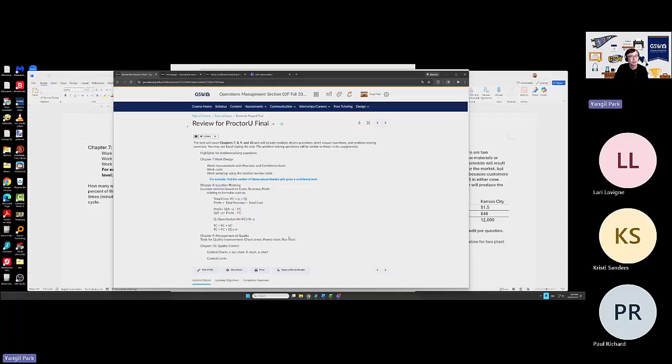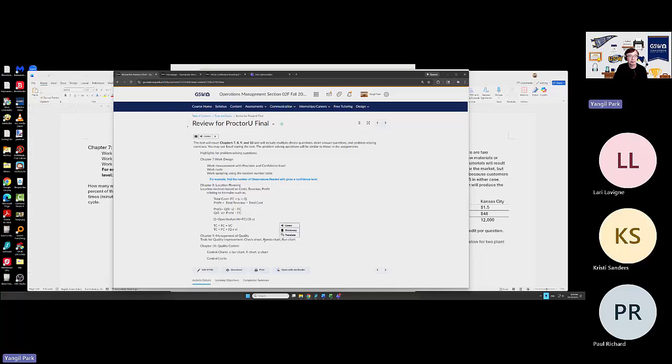We can decide on the location based on those calculations. Chapter 9 is about quality management. It's more about how you're going to show quality in a graphical form, like using check sheets or a Pareto chart. It's kind of a histogram. So that's something we have worked on, and that's a part of it.